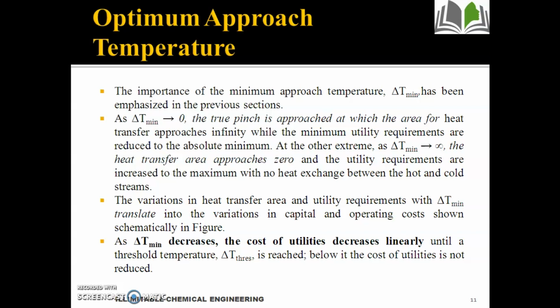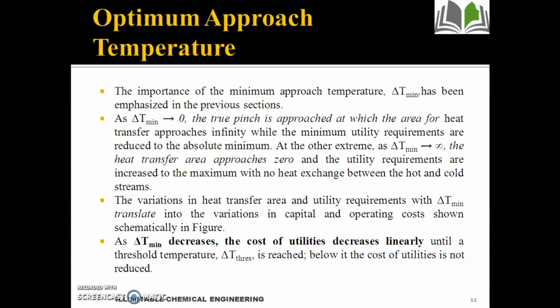And on the opposite side, if we take the delta T minimum to infinity, then heat transfer area approaches 0 and the utility requirements increase to their maximum value with no heat exchange between the hot and cold streams. Means if it is infinity, then there is no heat exchange between the streams, but we will require only the hot utilities and cold utilities. The variation in the heat transfer area and utility requirements with delta T minimum translates into the variation in capital and operating cost, that we will see in the next figure.